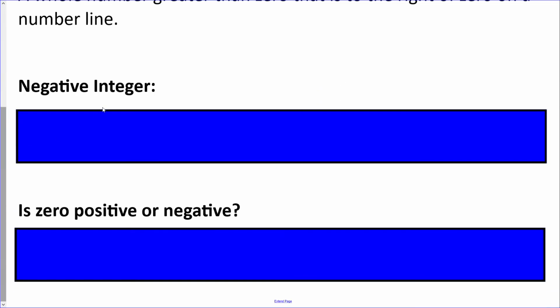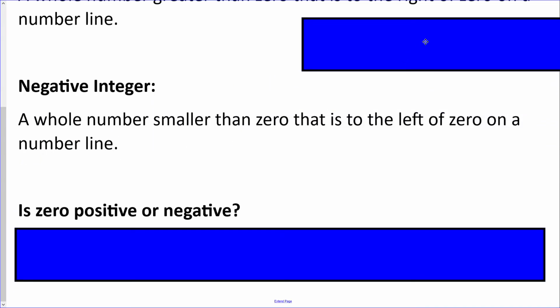All right, negative integer, surprise, surprise, is smaller than 0, and it's to the left of 0 on the number line. Okay, and yes, you always need to put the number smaller than 0 to the left, bigger than 0 to the right. It's just a convention. It's the way it's done, but always do it that way. Otherwise, you'll confuse me and other people and yourself.